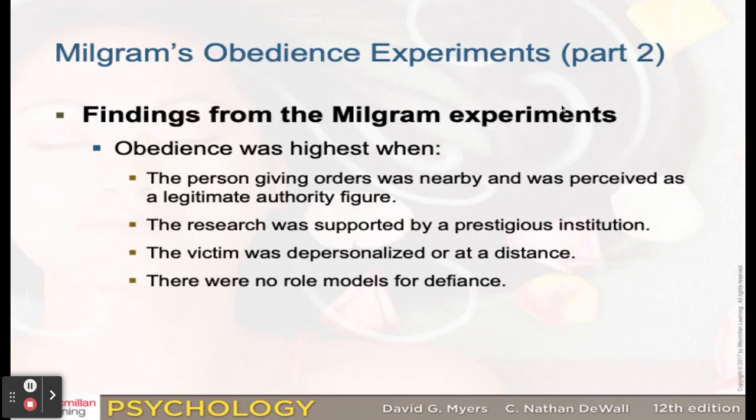And so, we have the findings from these experiments. Obedience was the highest when the person giving orders was nearby and was perceived as the legitimate authority figure, the force to be reckoned with. The research was supported by a prestigious institution. The victim was depersonalized or at a distance. There were no role models for defiance.